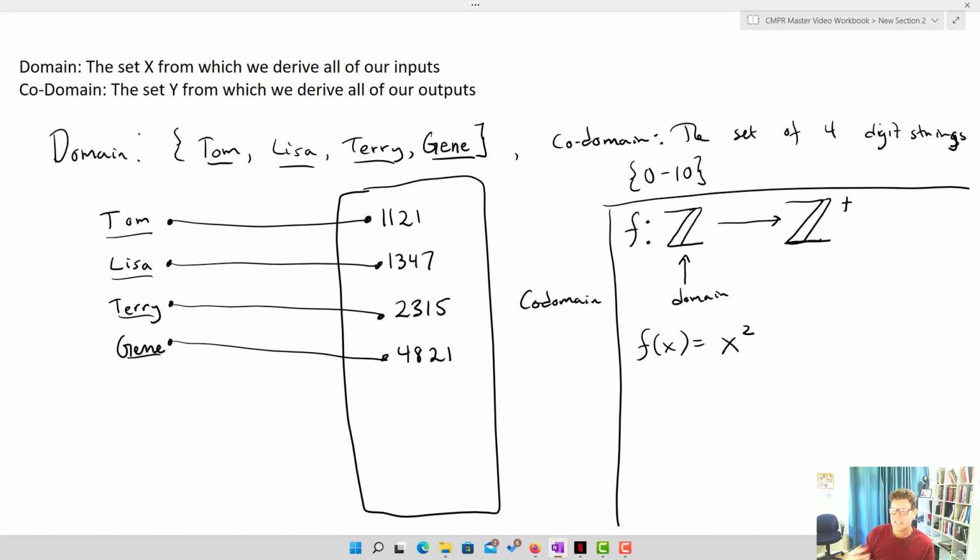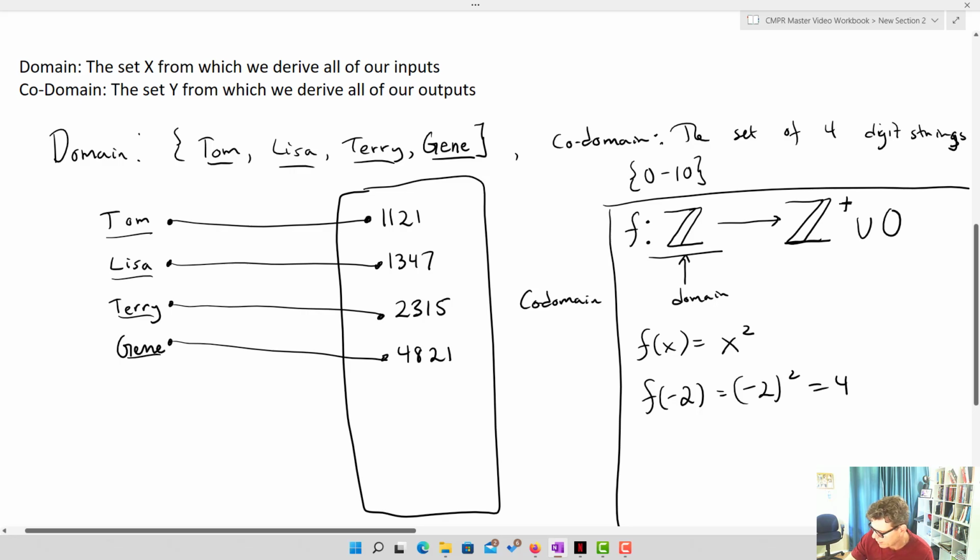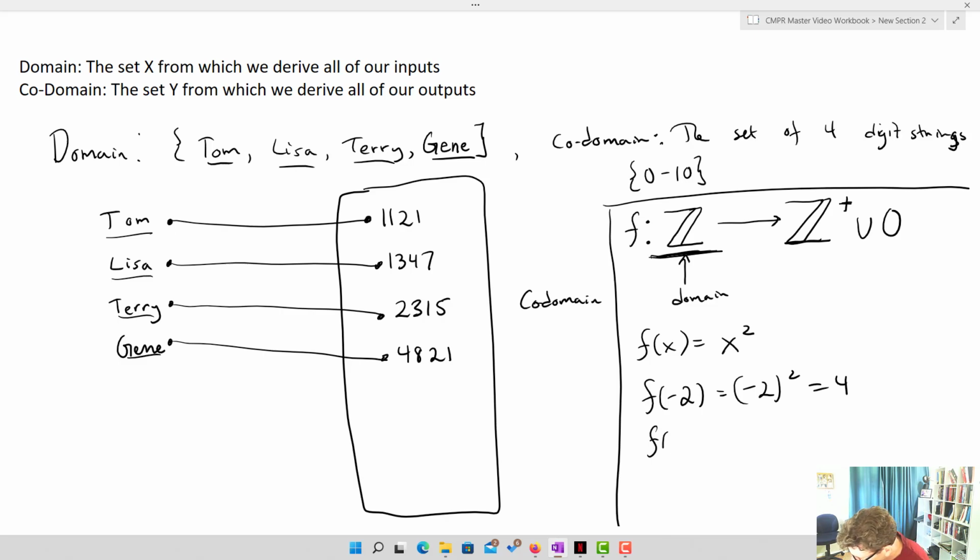So in this case, we can take any element in Z. Okay, f of -2 is going to be -2 squared, which equals 4. Great, that works out really well. Okay, I should actually add to this Z plus union 0, because that way that's going to allow me to take 0, which is in the domain, to 0 as well. So f of 0 we know is going to equal 0. Great, this is good. On the other hand, f of pi is undefined, and the reason why f of pi is undefined is because pi is not in the domain.